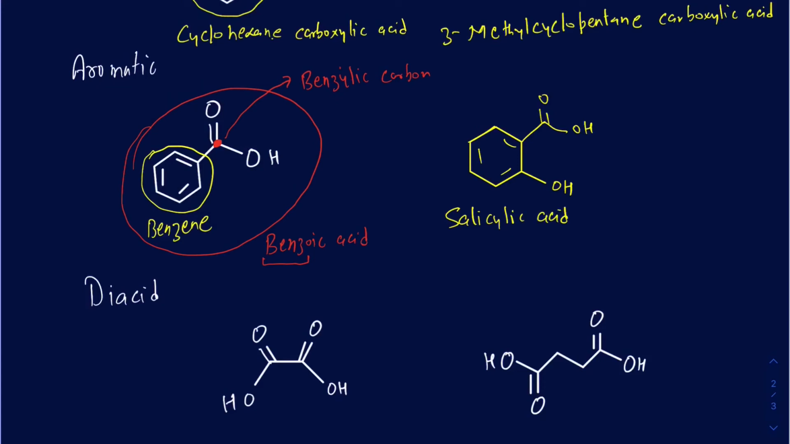If I want to name it according to the IUPAC, then obviously I know this part is going to be called the benzoic acid, but then there is an alcohol group on the 2nd position, so this would be called 1 and this would be 2. So since there is an alcohol in the 2nd position, you would call it 2-hydroxy benzoic acid.